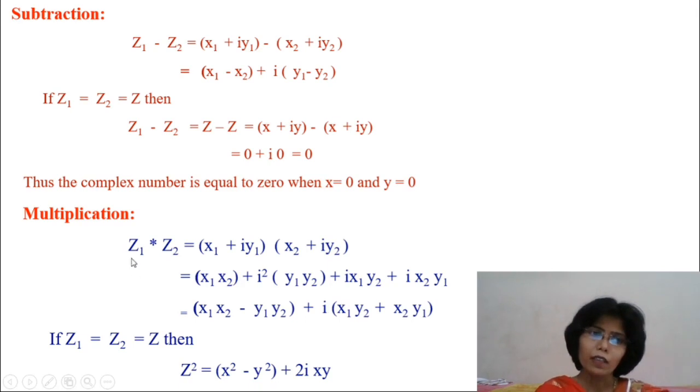Now if again both the complex numbers are equal, then their product will be x square minus y square plus twice i xy, because as x1 is equal to x2, it will become x square, and y1 is equal to y2 is equal to y, so it will become y square, and here it will become xy, and here it will become xy, so xy plus xy will become twice xy, and this i as it is. So the multiplication of two complex numbers which are the same will be x square minus y square plus twice i xy.